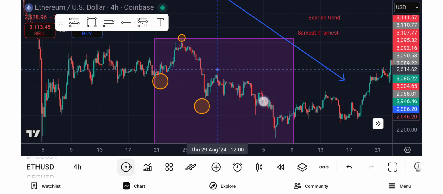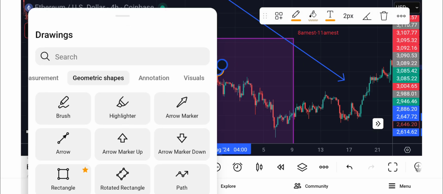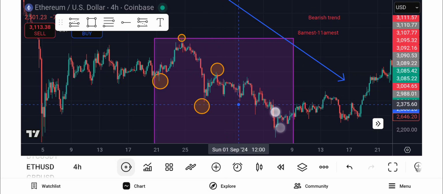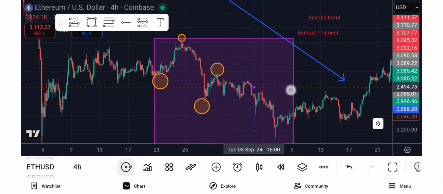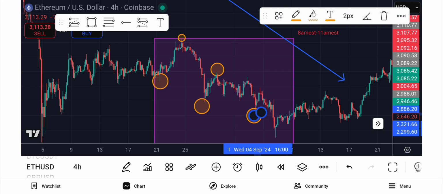then pull back, form this new lower high, then pull back down. Did this take out this? No, it just touched it. Did this take out this? No, it just came. So it's within this. That's consolidation, so you wouldn't even enter this. You would wait for it to break down, like right here. Take it out, pull it.